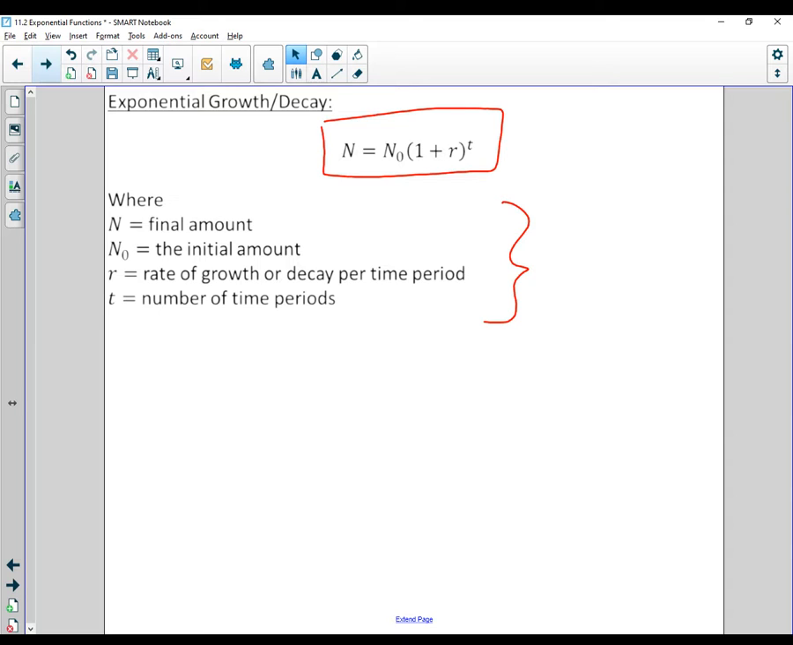So this is exponential growth or decay, where N is your final amount that you end with, which is usually the goal of what you're looking for. You usually want to know what you end with. And when we have the subscript zero here, N naught, and then 1 plus r, where r is the rate of growth or decay, to the t.